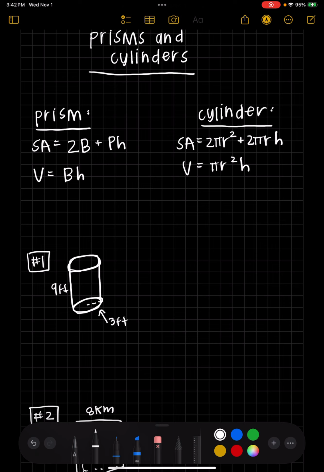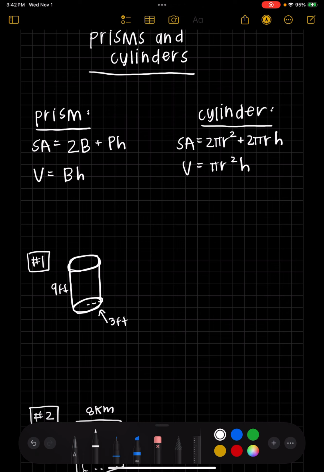So the surface area, if you remember, is all the stuff that creates the outside of the box or the outside of the shape. And then the volume is everything on the inside of the shape. So the volume for a prism is B times H, where B stands for the area of the base. And then the volume for a cylinder is pi r squared h. Again, that's just a fancy way of saying B times H. It just gets its own special formula. Okay, let's start going through some of these questions.